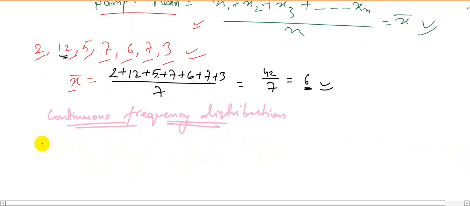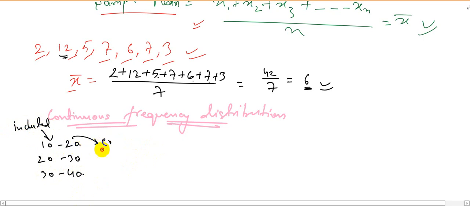So these classes can be like 10 to 20, 20 to 30, 30 to 40, right? And the condition in these classes is that this particular point is included, and this is excluded, right? That means this class will contain all those values which are in between 10 and 20, where 10 is included and 20 is not included, right? So this is an important point which you should keep in mind.